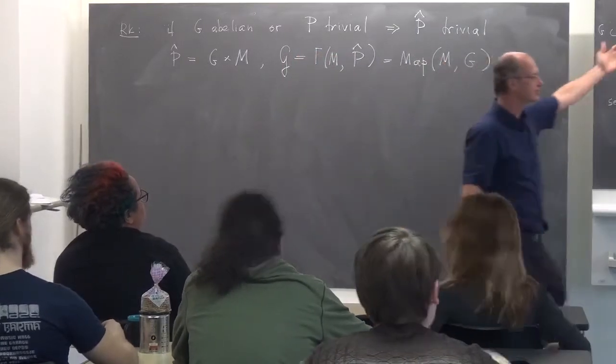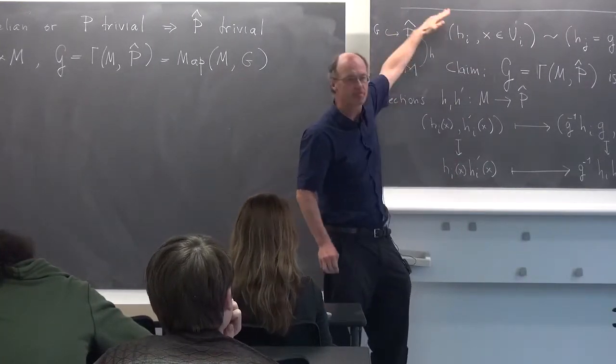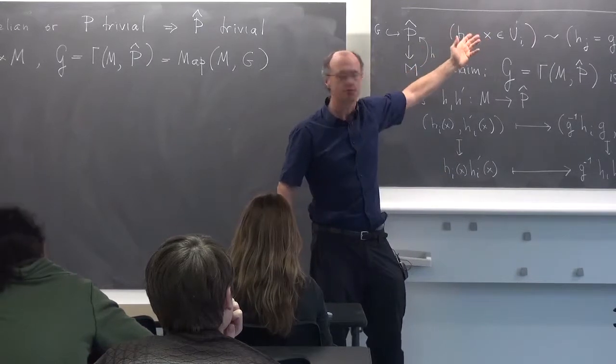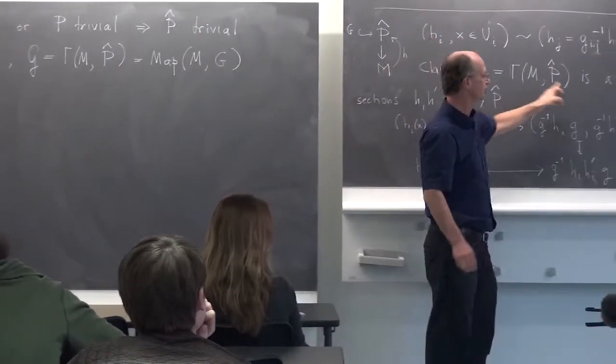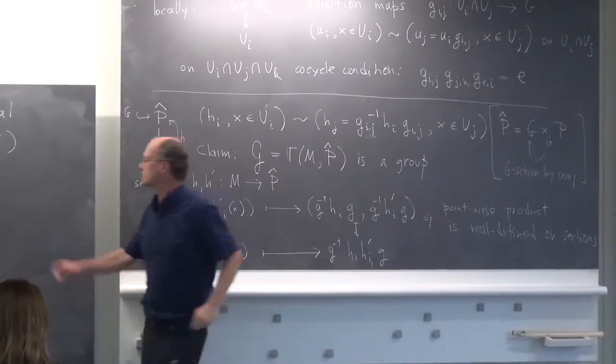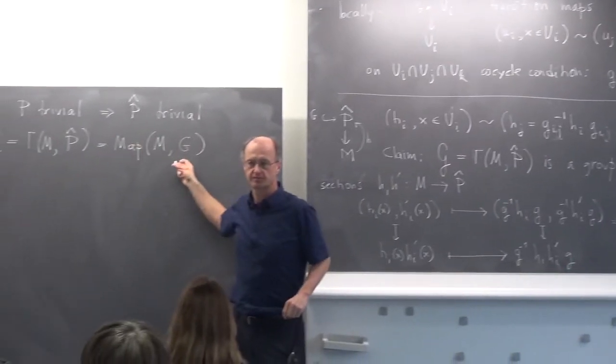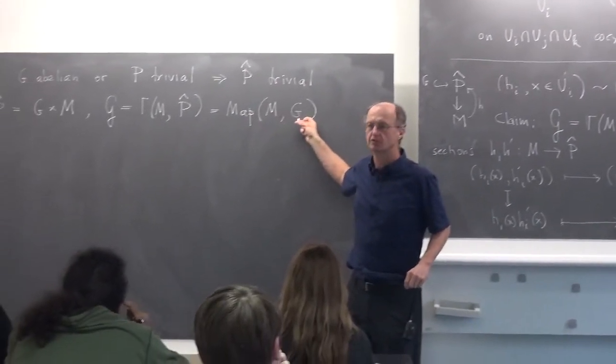However, sometimes this is not the case. So that's why I decided to give you also a more conceptual description. In principle, gauge groups, these are groups of sections. But very often, hopefully in most of our examples, this will be simply the groups of maps from M to a group.